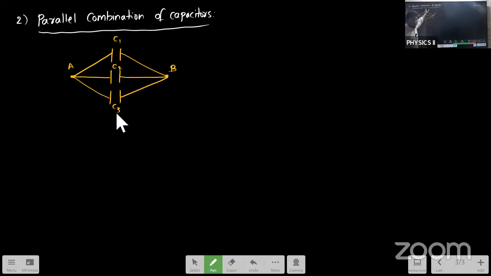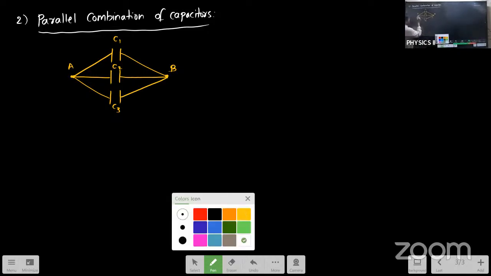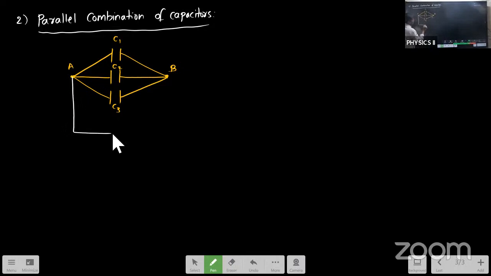How are you supposed to define this parallel combination? The first plates of all the capacitors are connected at one terminal A, and the second plates of all the capacitors are connected at the other terminal B. Then this type of combination is called a parallel combination of capacitors. Again, what I am doing is connecting terminal A to the positive potential and connecting terminal B to the negative potential of the battery, which has some potential V.